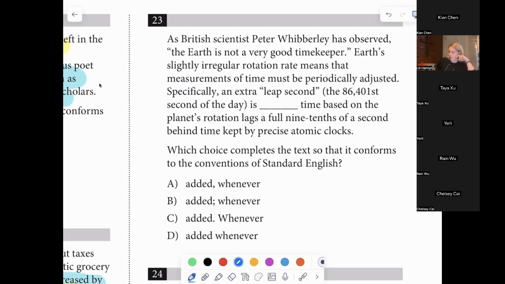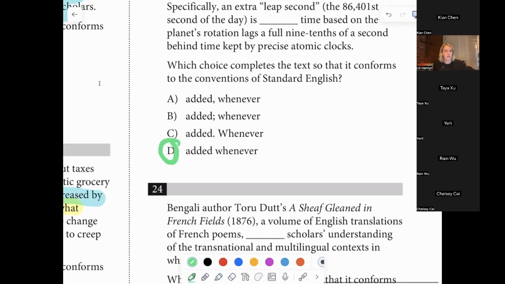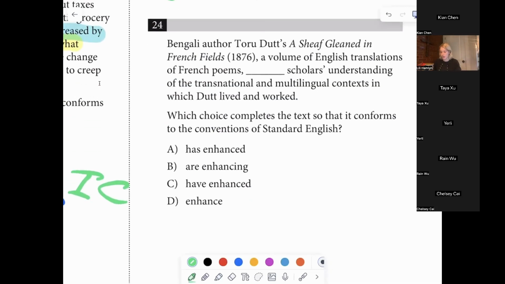But let's have a look at number 23. Yeah, perfect. We don't need any punctuation here. We don't need punctuation between a verb and the preposition whenever, so it's no punctuation. All right. Great. 24.